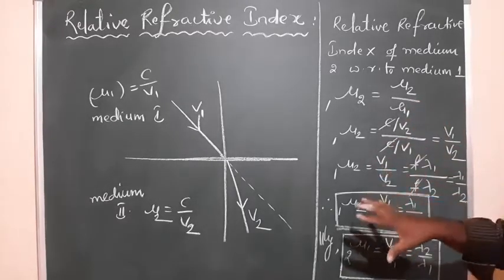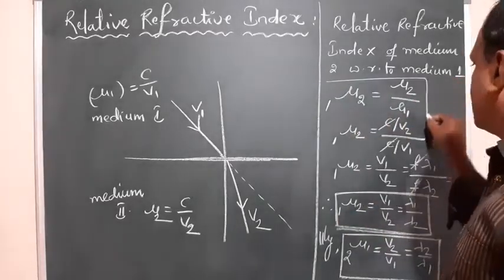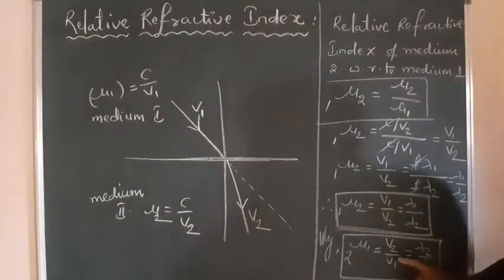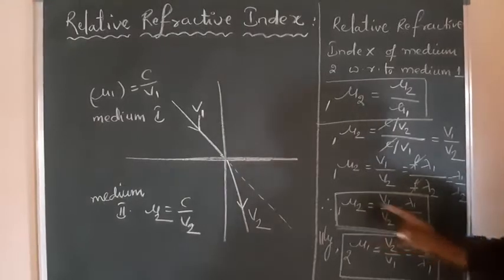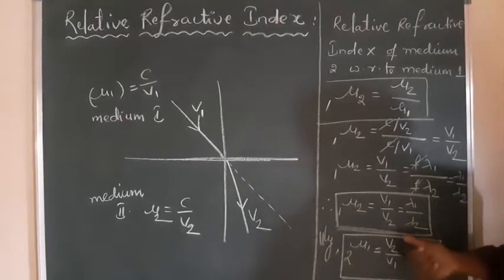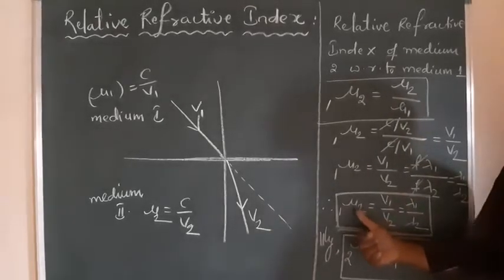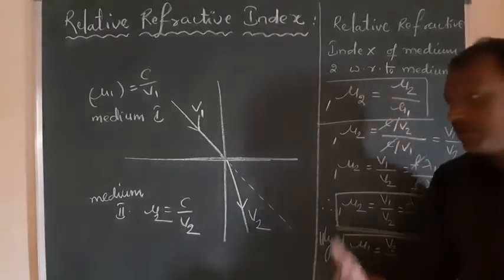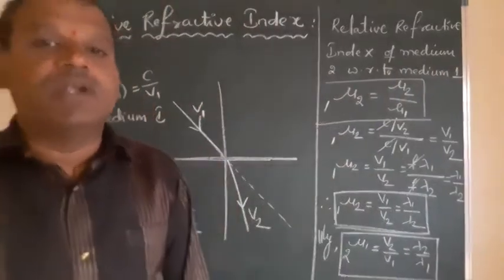The result we require is, you remember the definition, this equation, and also just remember these final two equations: the relative refractive index of medium 2 with respect to medium 1, and of medium 1 with respect to medium 2, given by v1 by v2 for medium 2 to medium 1, and v2 by v1 for medium 1 to medium 2. This comparison is nothing but the relative refractive index.